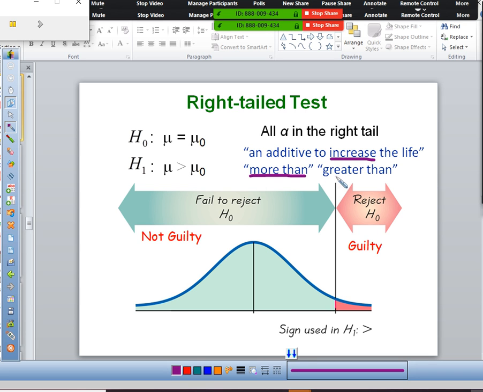Right? So those are the clues: more than, greater than, increase. Those are the things that tell you it's a right-tailed test. You're saying that your mean is greater than, is more than everybody else's mean. So that means the guilty tail is going to be on the right, and this is going to be the guilty area, the rejection area, and then the non-rejection area, the non-guilty part, is over here.